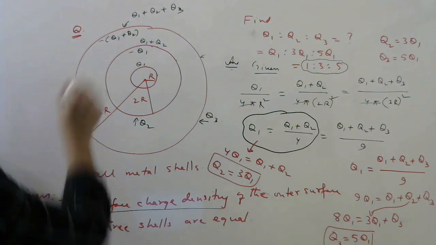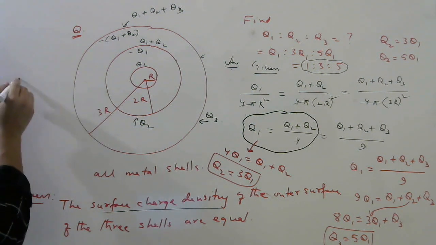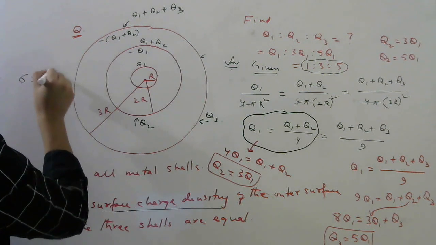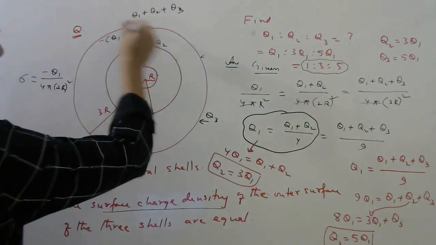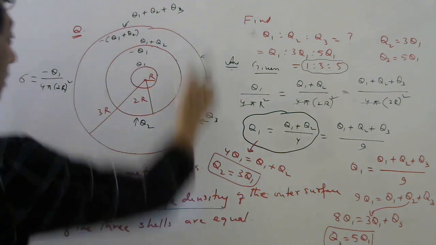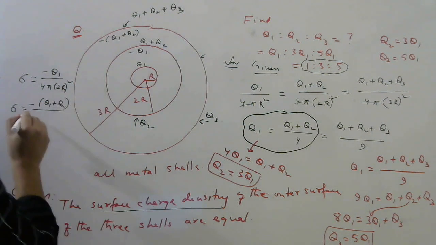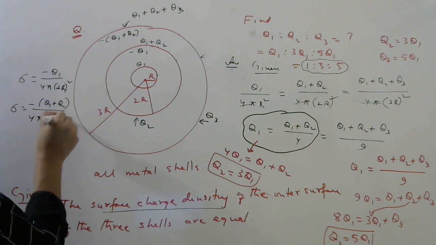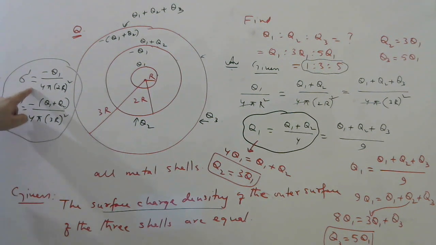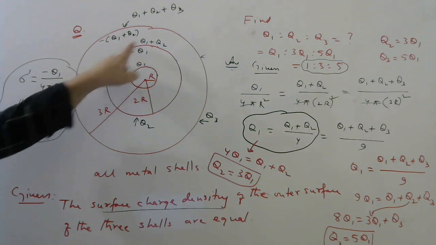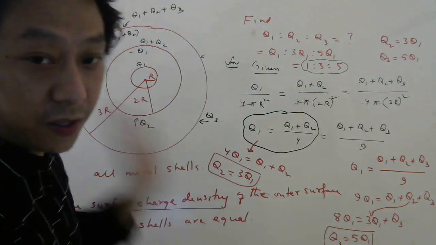Inner surface, if they say, what will be the surface charge density of the inner surface? Suppose I ask inner surface for this one, it will be minus q1 divided by area of this, 4 pi 2r square. And what will be the surface charge density of the inner surface of the third shell? It will be minus q1 plus q2, total charge divided by area. Area is 4 pi 3r square. So this also we can just remember. So this is the surface charge density of the inner surface of the second shell. Okay. So I hope everyone has understood this problem. Very simple question.